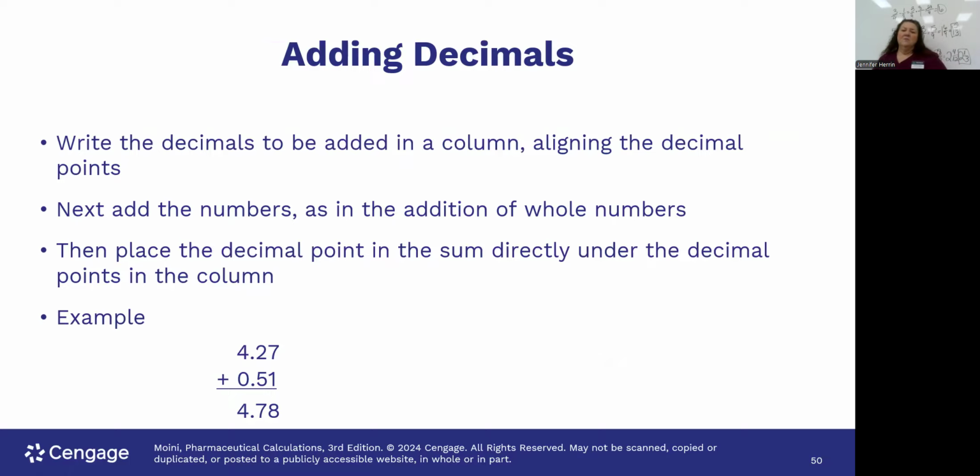So when we add our decimals, if you're doing this manually, you want to line them up as it is done at the bottom of the PowerPoint there, where the decimals are lined up. You want to write those decimals to be added in a column, aligning the decimal points, then add the numbers as in the addition of whole numbers, and place that decimal point in the sum directly under the decimal points in the column. And that is where they give you that example.